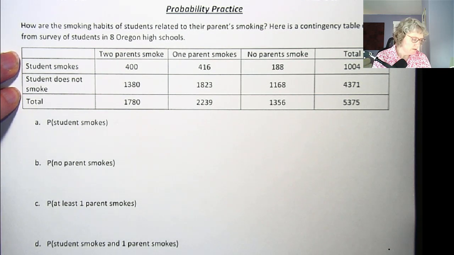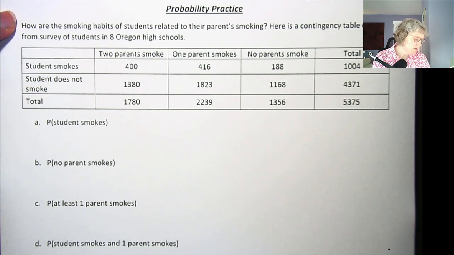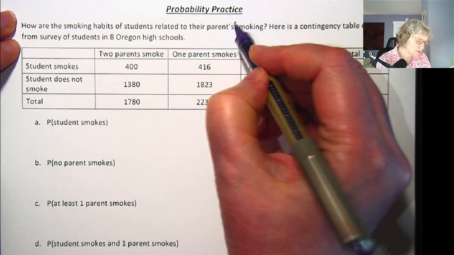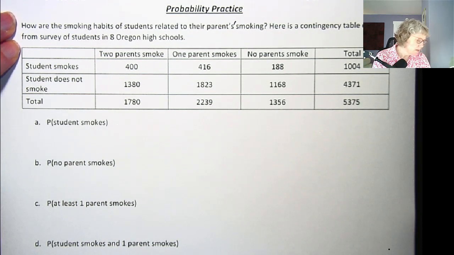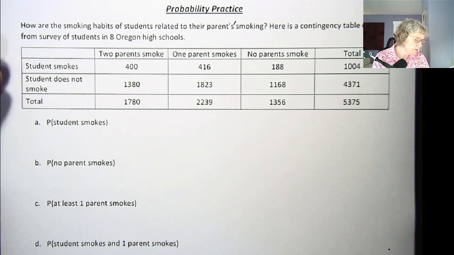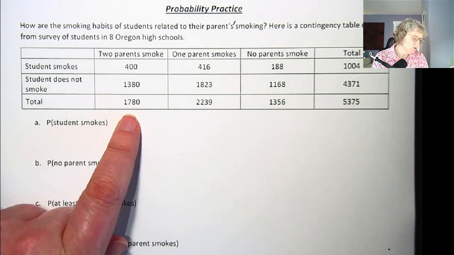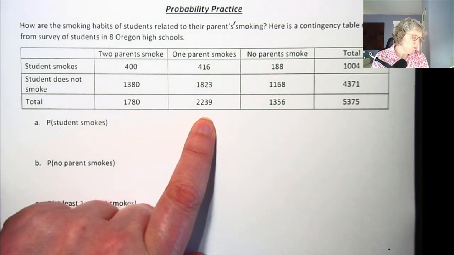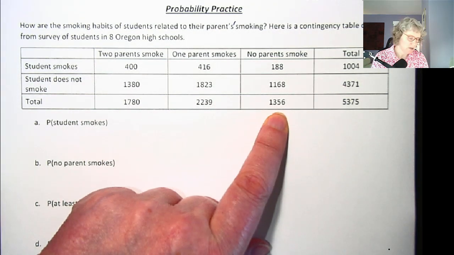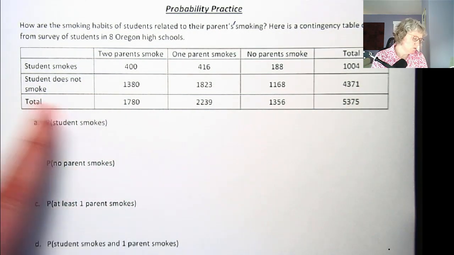Okay, so we have a different table here, but it's again a two variable categorical table of data. So it says, how are the smoking habits of students related to their parents' smoking? And I think parents should have the apostrophe at the end. Here is a contingency table of data from a survey of students in 8 Oregon high schools. In the rows we have the student smokes or does not smoke. So that was one piece of information gathered about these students. And then we have 3 different columns: either 2 parents smoke, or 1 parent smokes, or no parents smoke. And then the total column and the total row.